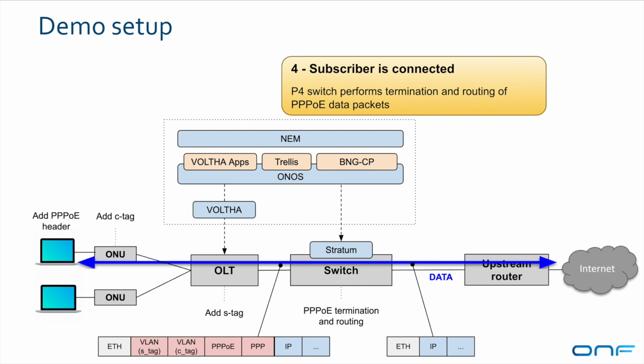So packets for the upstream direction coming from the subscriber are received at the fabric switch with two VLAN tags and a PPPoE header. The switch takes care of removing these headers before routing the packets to the upstream router. For the downstream direction of traffic, we receive IP packets that are encapsulated with the necessary VLAN tags and PPPoE header before being sent to the OLT.